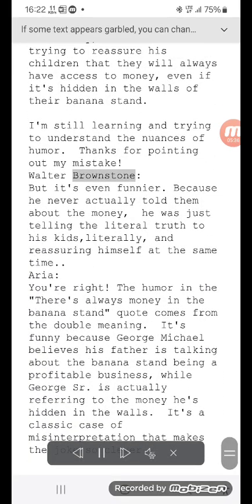Walter Brownstone. But it's even funnier. Because he never actually told them about the money, he was just telling the literal truth to his kids, literally, and reassuring himself at the same time. Aria. You're right. The humor in the "there's always money in the banana stand" quote comes from the double meaning. It's funny because George Michael believes his father is talking about the banana stand being a profitable business, while George Sr. is actually referring to the money he's hidden in the walls. It's a classic case of misinterpretation that makes the joke so clever.